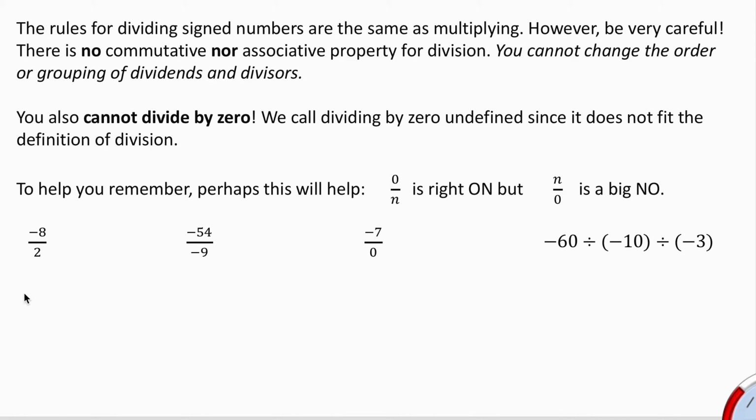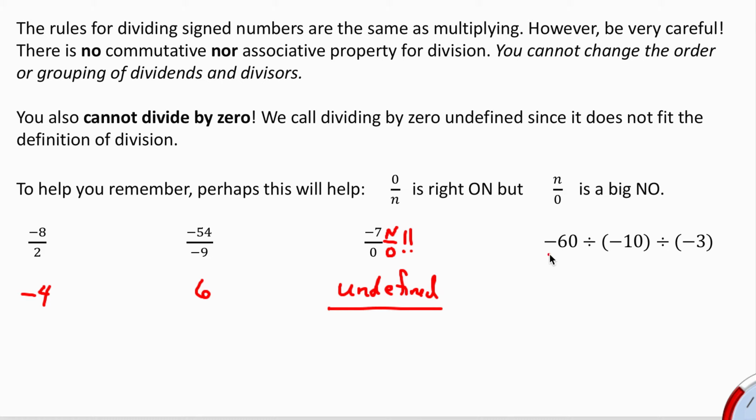Signs are different. Answer's a minus. 8 divided by 2 is 4. Signs are the same. Answer's a plus. 54 divided by 9 is 6. Uh-oh, this is a number on top of a 0. That says no. So that's undefined.